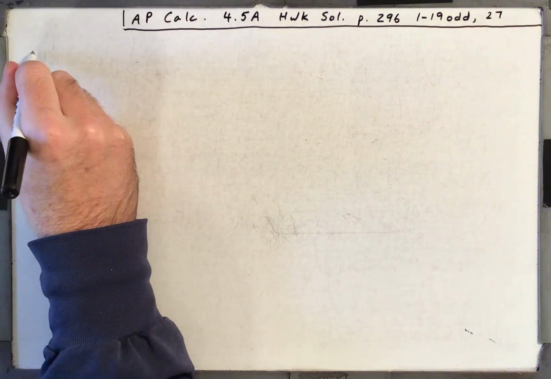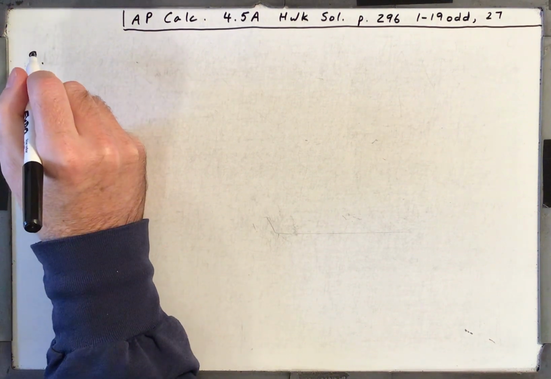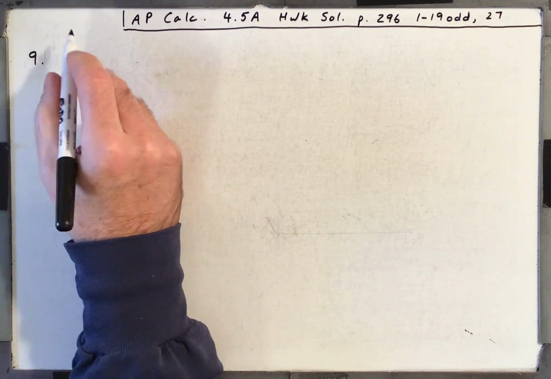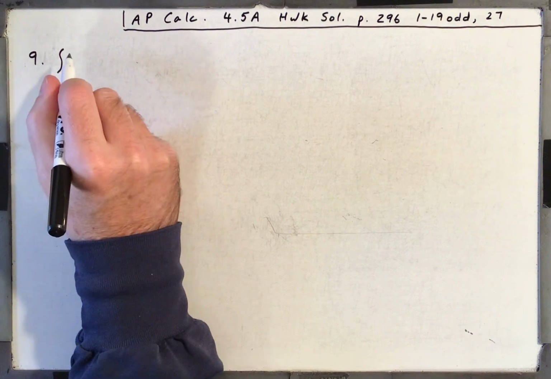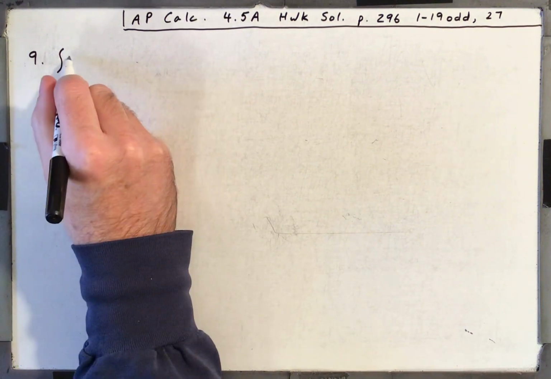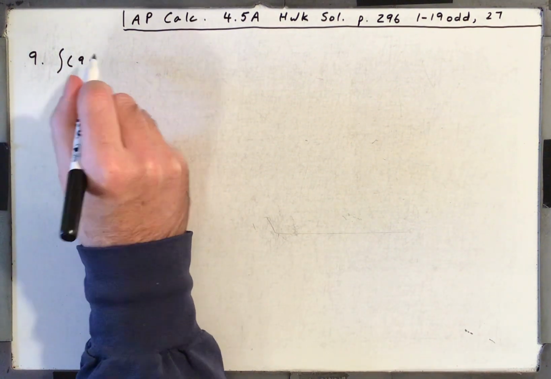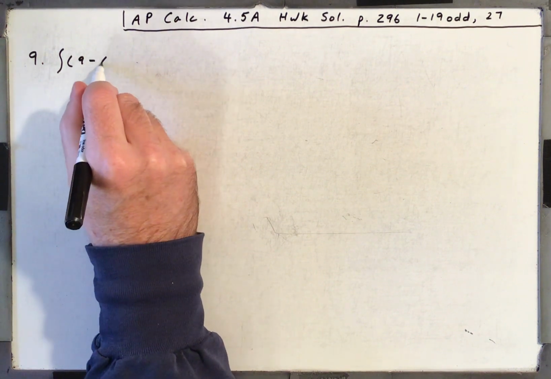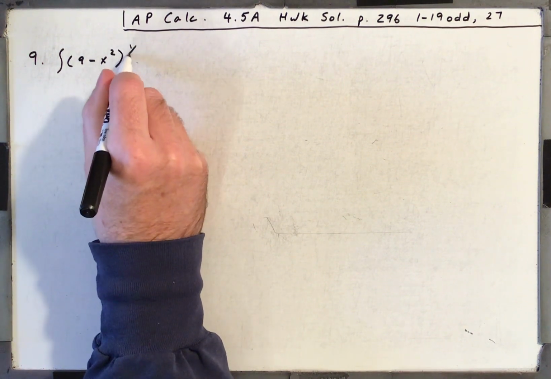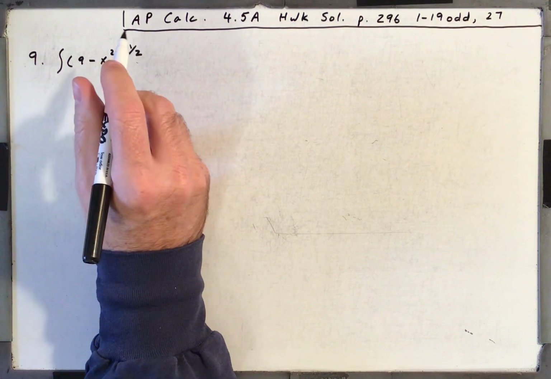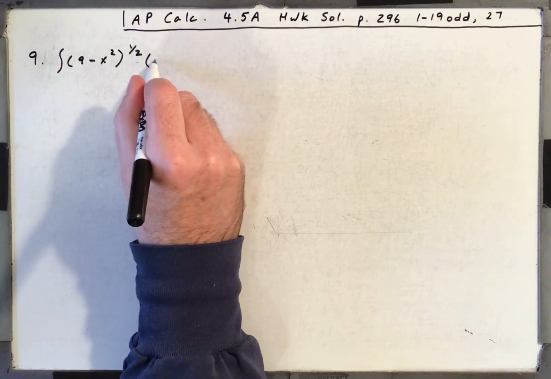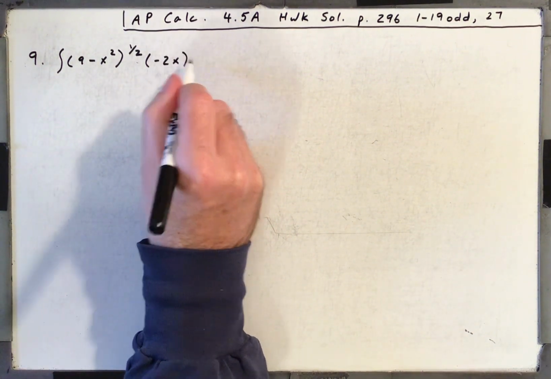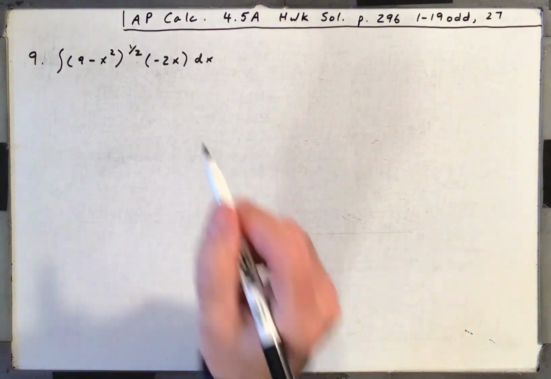Number 9. So number 9 we have, now I'm going to rewrite this. It says the square root of 9 minus x squared. Let's rewrite it as 9 minus x squared to the 1/2 times negative 2x. So these first couple of them, they just put it on a silver platter for you.